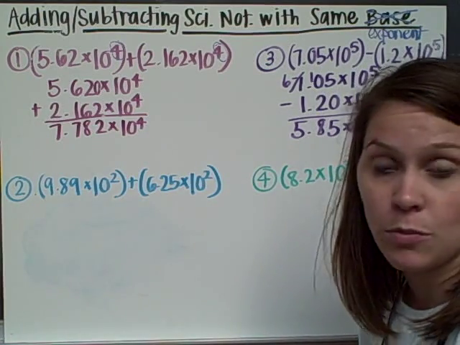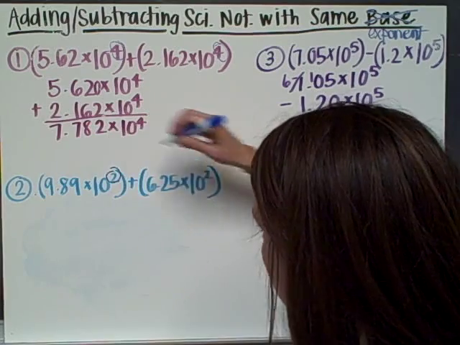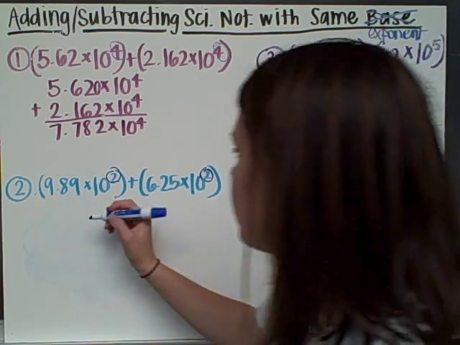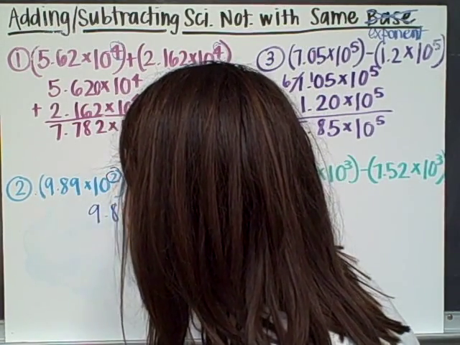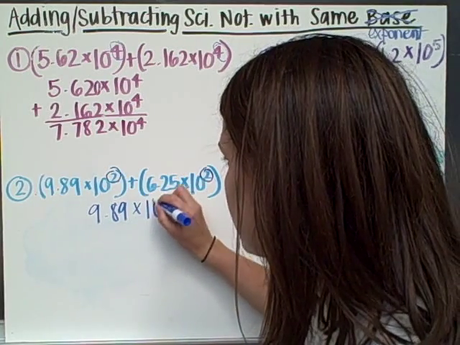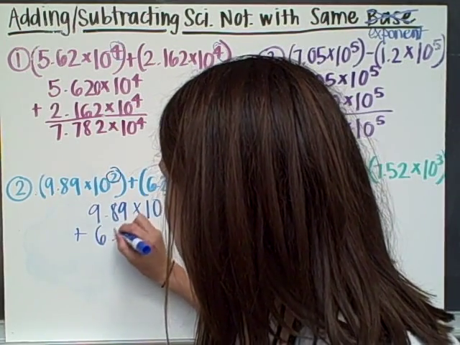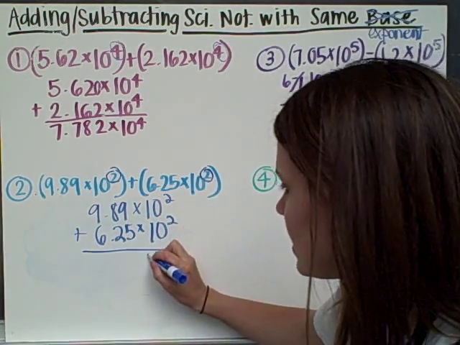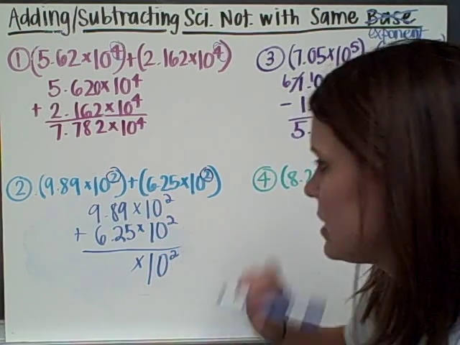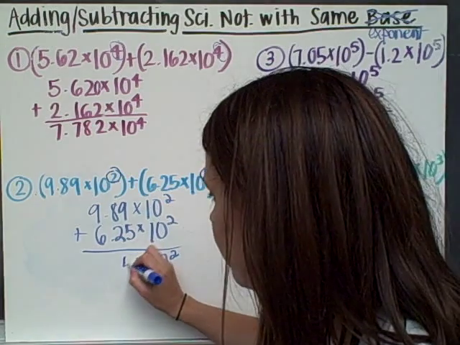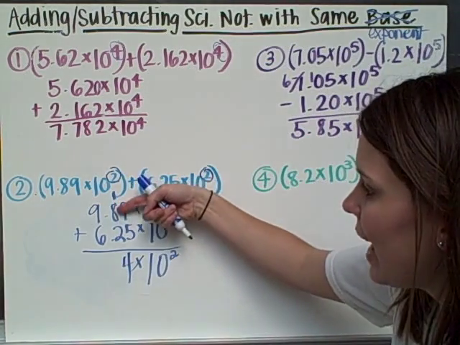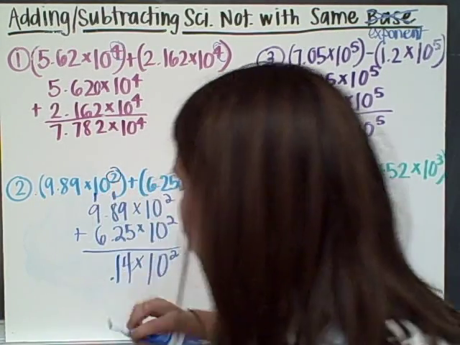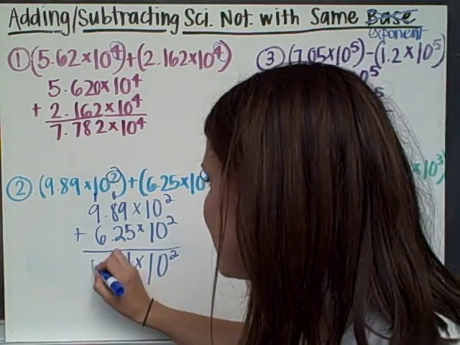So let's look at another addition problem. So we first look at our exponents. They're both 2's, so our exponents are the same, so we're good to go there. And so now I'm just going to add. So we have 9.89 times 10 to the second, plus 6.25 times 10 to the second. When we add, we keep the same base 10, and so now we add. 9 and 5 gives me 14, carry the 1. 8 and 2 is 10, plus 1 more gives me 11, carry the 1. 9 plus 1 is 10, plus 6 more is 16.